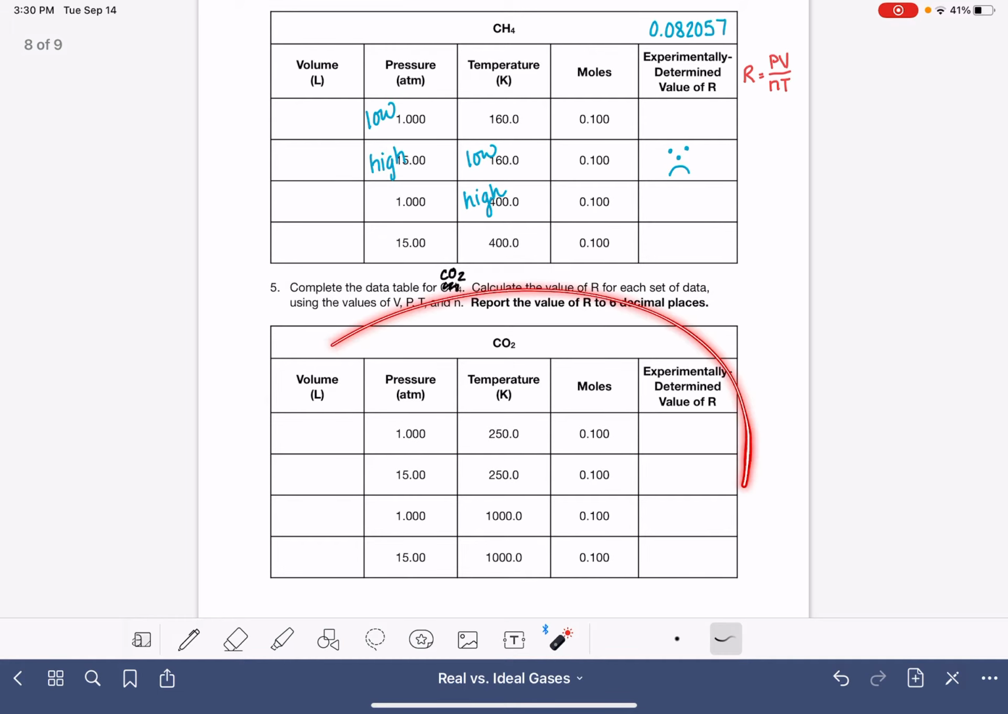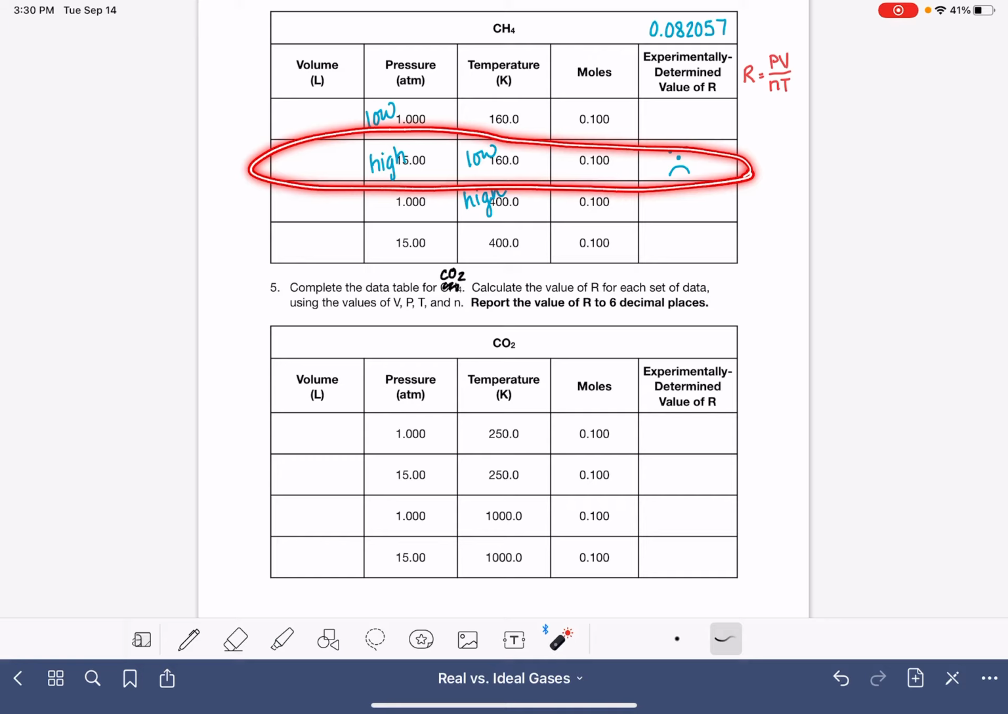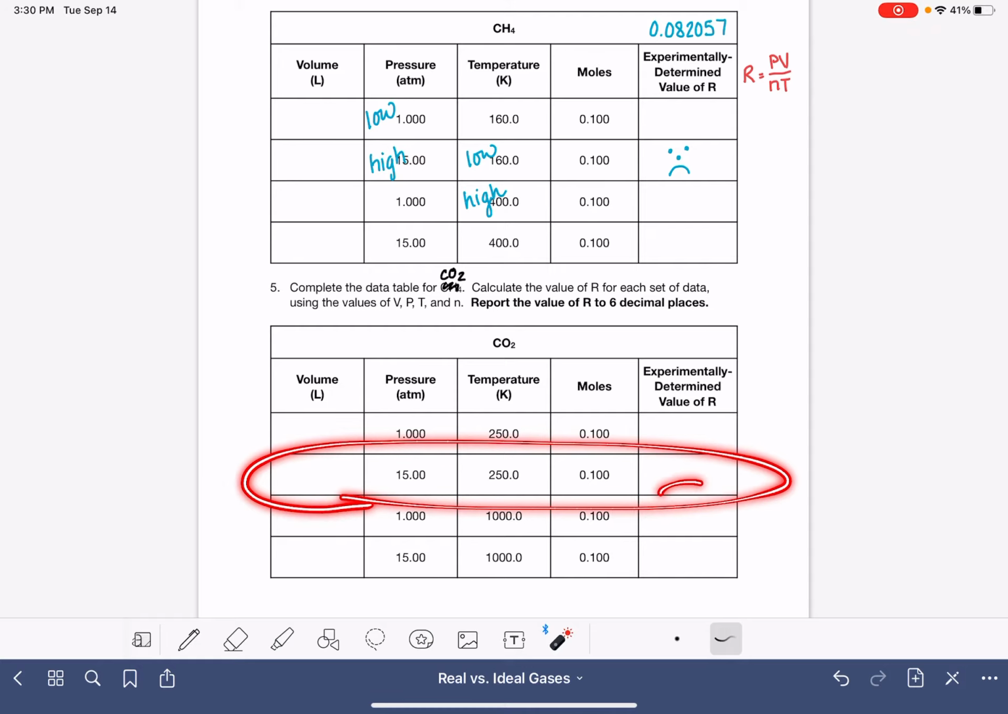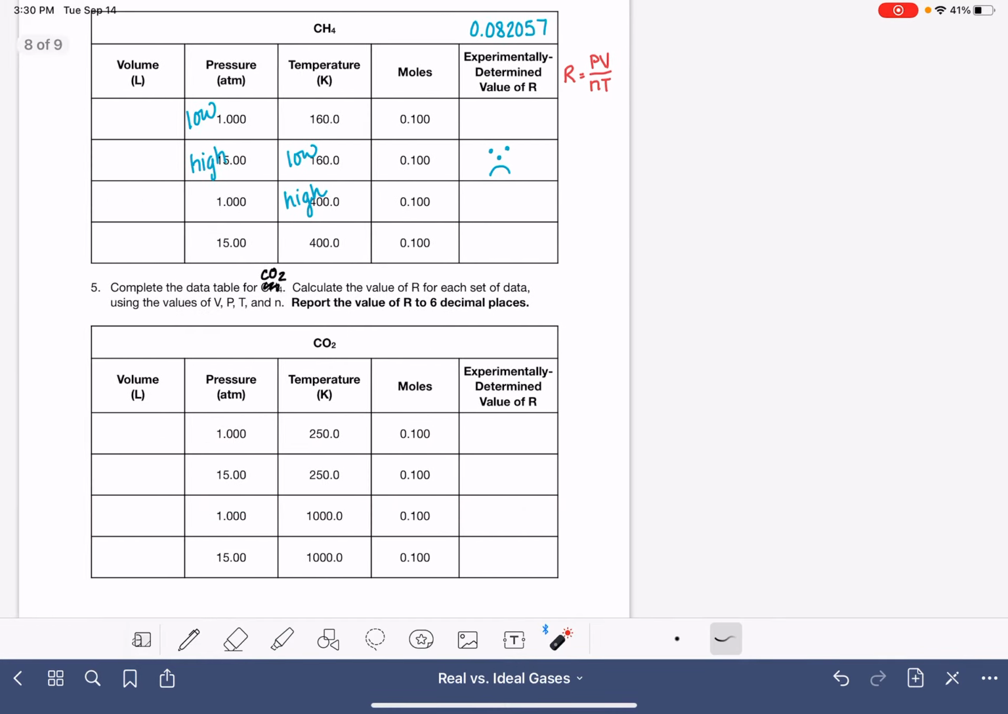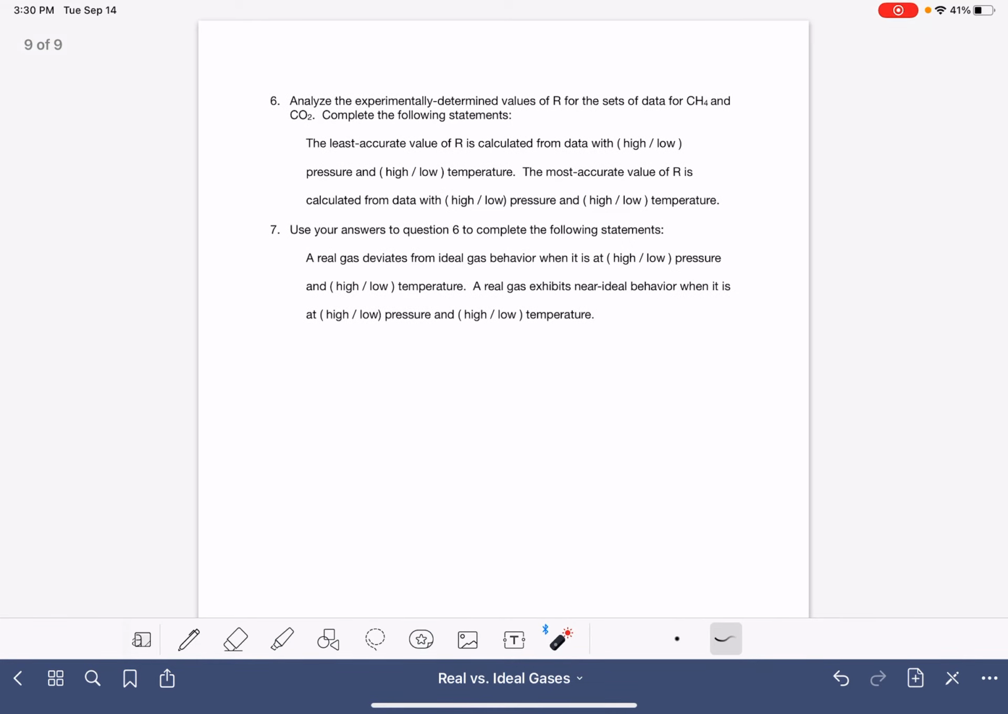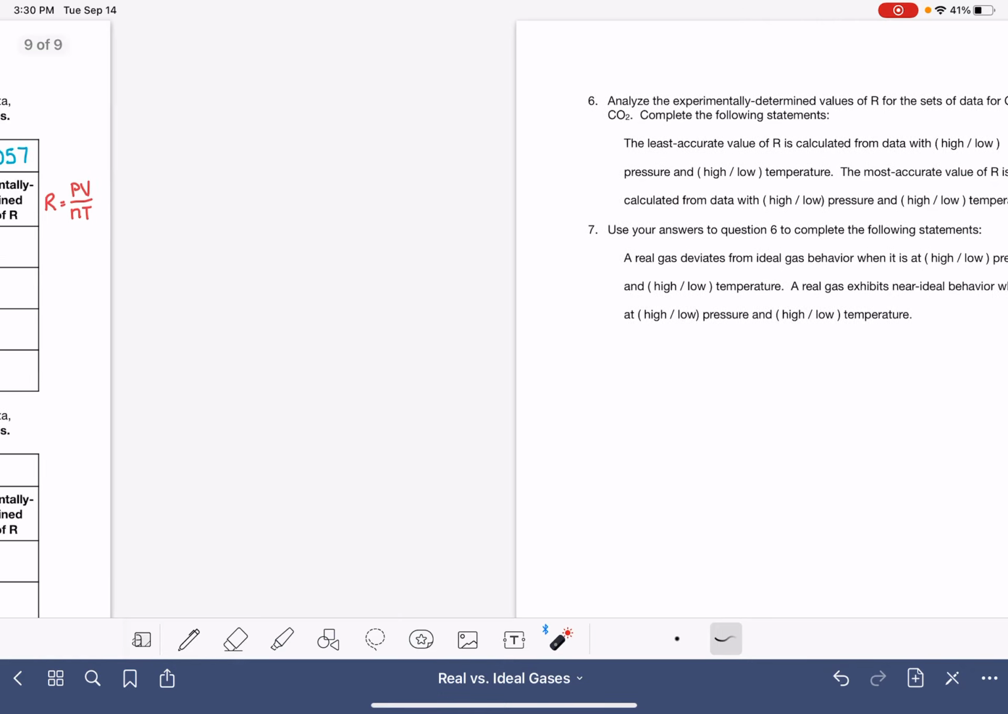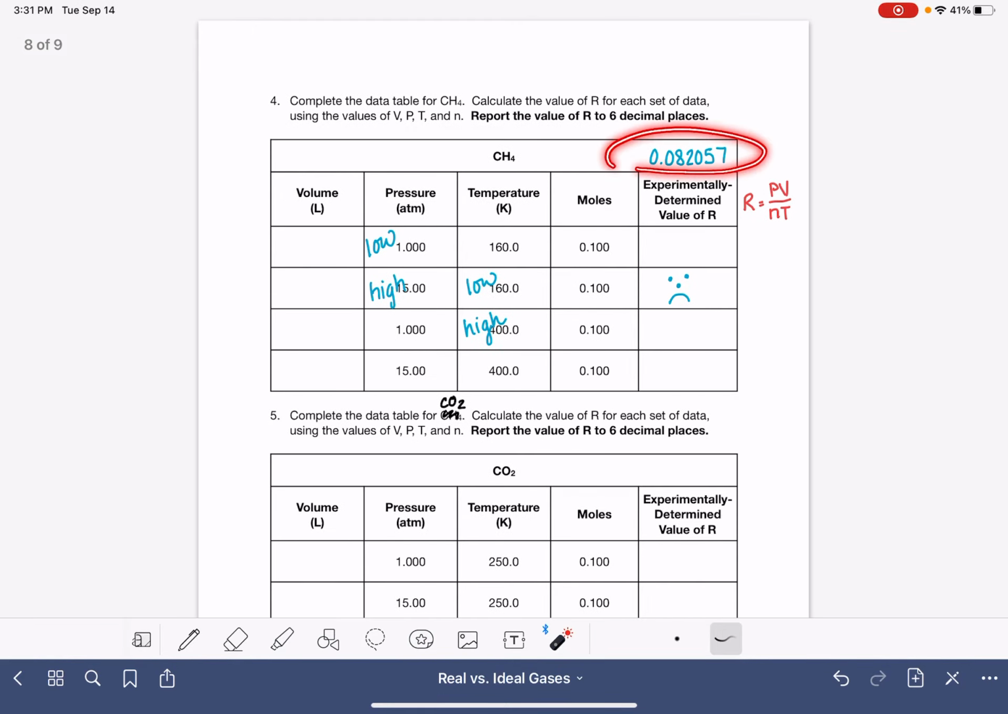For your CO2, you should come up with the same result. So if this was the worst value of R for your methane, you should get the same thing in terms of this being the worst value of R for your CO2. And then you're just going to circle the appropriate words. Then you're going to answer a similar question, the most accurate value of R. So now what you're looking for is the number that matches most closely with 0.08205. You'll figure out which one that is.